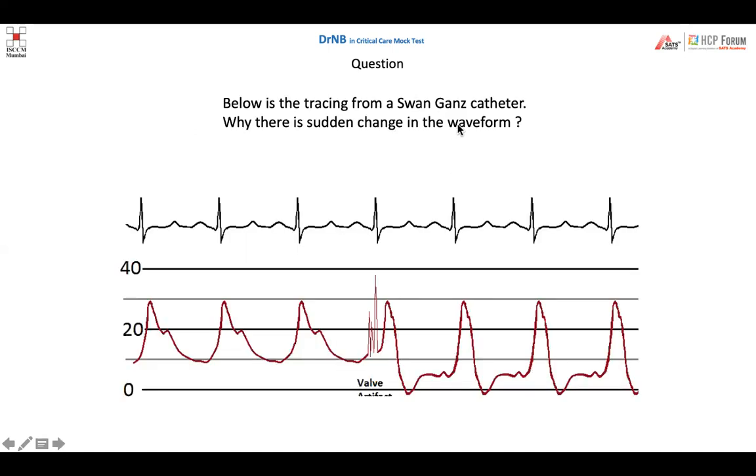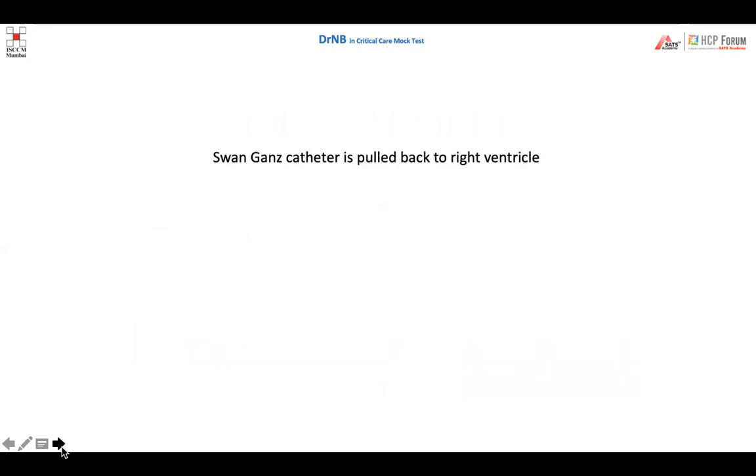Below is a tracing of the Swan-Ganz catheter. Why is there a sudden change in the waveform? So when it is pulled back, the pressures fall, because the patient's Swan-Ganz has fallen back into the RV. That is why this diastolic pressure has fallen down to 0.